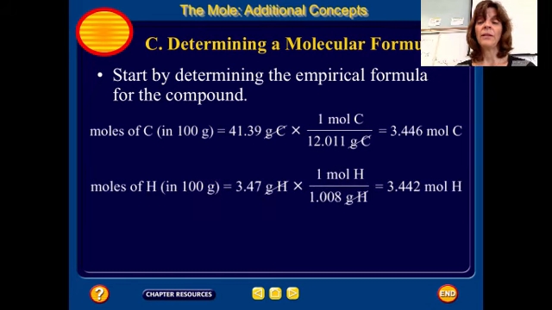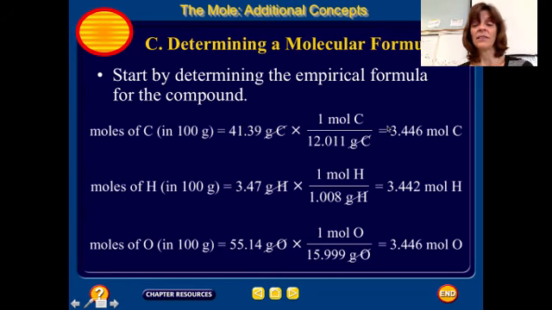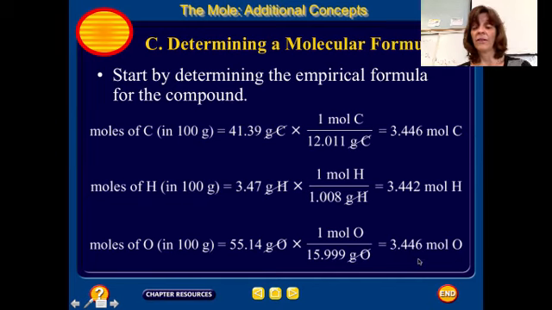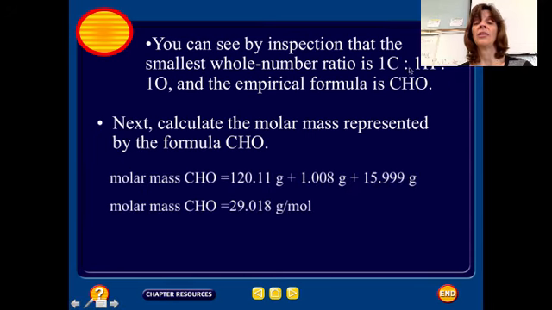3.446 moles of carbon, 3.442 moles of hydrogen, and 3.446 moles of oxygen. This one is actually kind of easy to see. The moles of each element are almost identical. So it appears that there's a 1:1:1 ratio of all of these elements, which would give us an empirical formula of CHO.